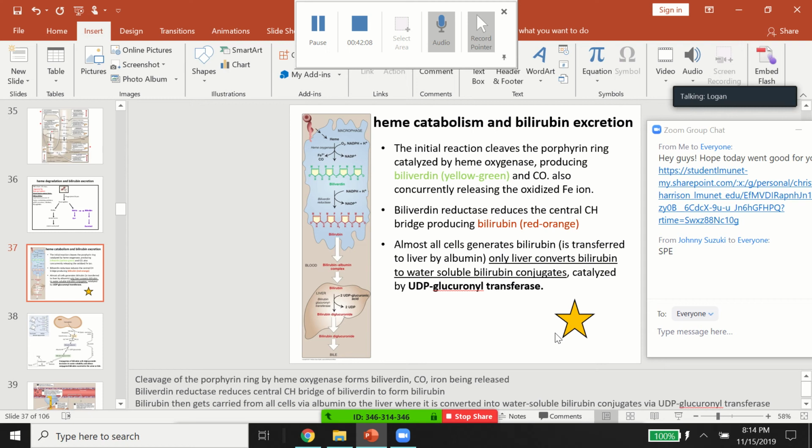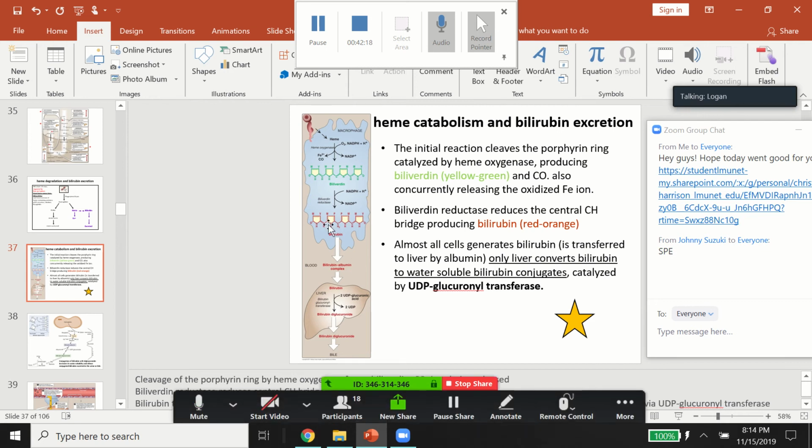Now, as far as which ones she asked specifically about, that's why I didn't put 2 stars on this slide, because I'm not sure if she got a question exactly from it, but it is important to know the pathway of how heme is broken down.